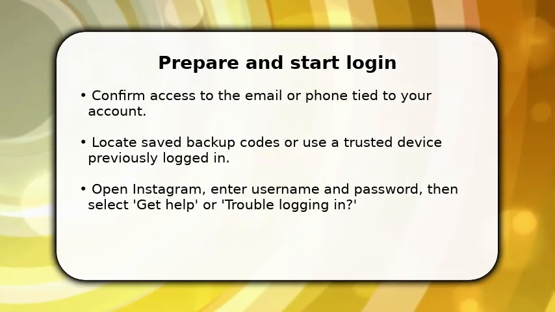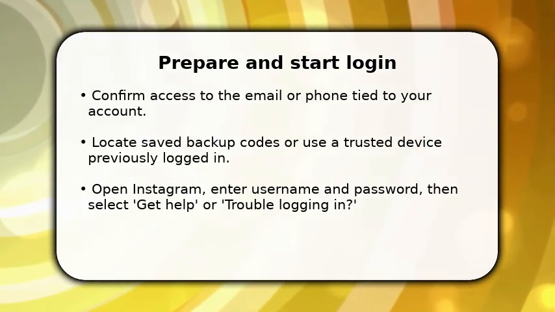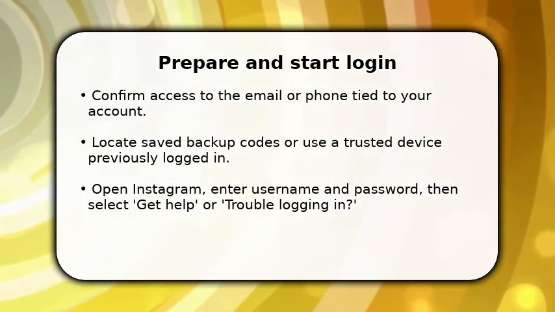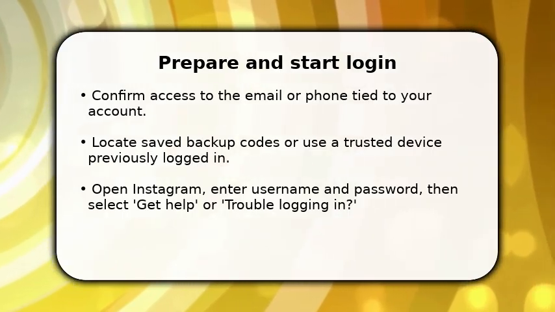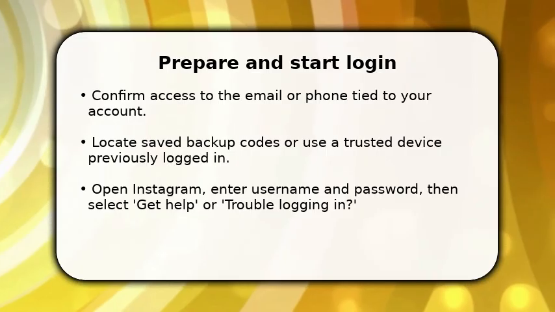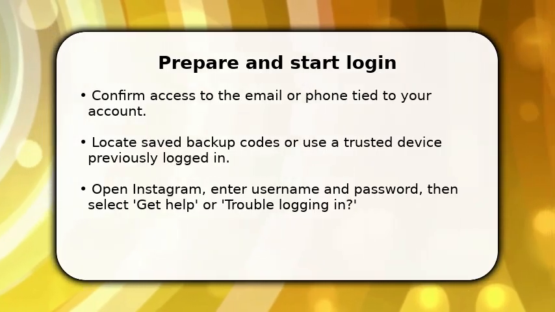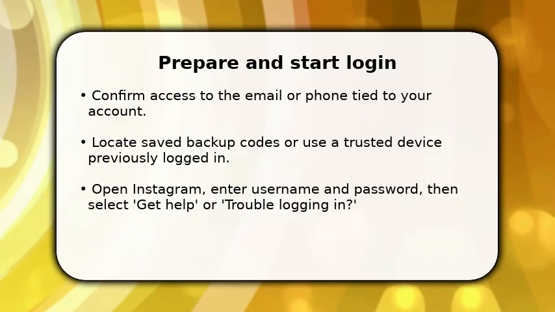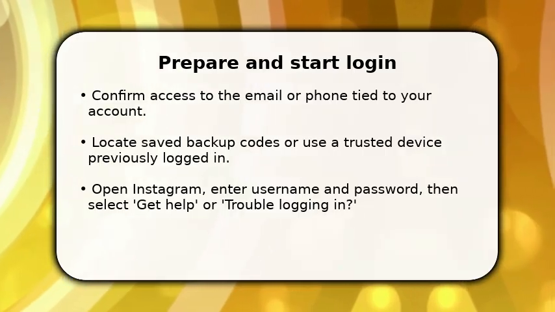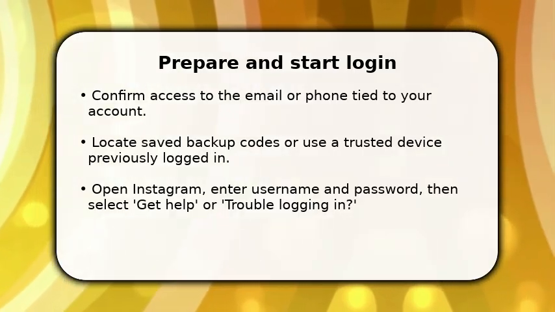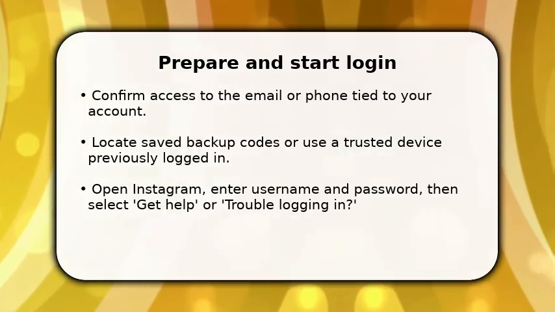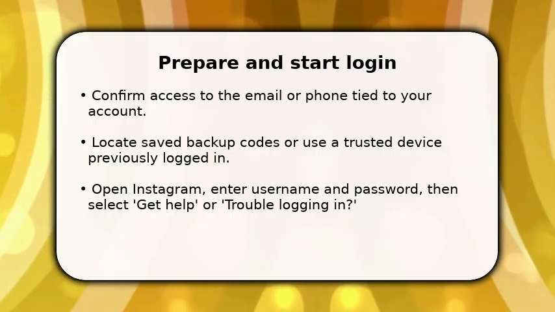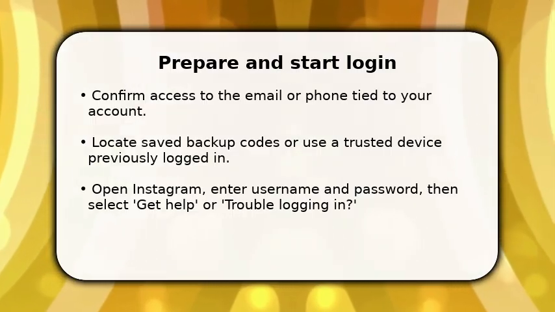You begin by confirming two essentials. You can access the email or phone linked to the account, and you've checked for saved backup codes or a trusted device. Now open Instagram, type your username and password, and tap the Trouble Logging In option. Once done, choose the option that matches your situation: send a login link to email, request an SMS, or enter a backup code. Make sure to act quickly. Codes expire and devices may lose trust status.